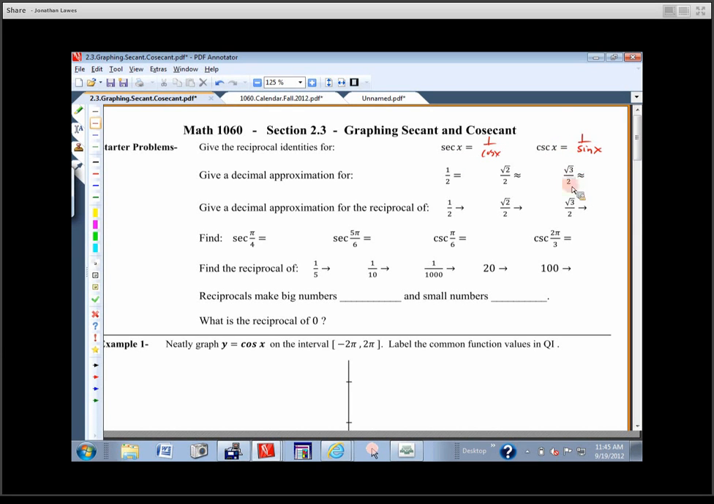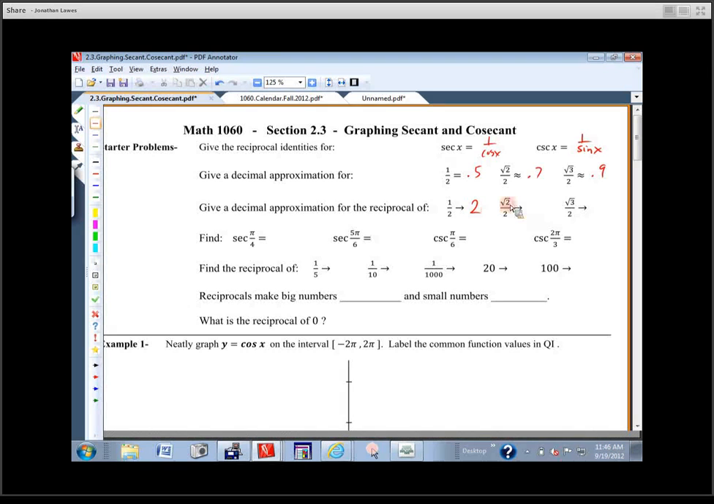Decimal approximation for each one of these. We talked about these before. This isn't an approximation, this is exact, so that's going to be 0.5. Correct me if I'm wrong, but that's about 0.7, and this we decided was about 0.9, right? You'll notice that each one of these decimals is between 0 and 1. So if I flip each one of them over, it's kind of hard to flip a decimal over, but if I flip that fraction over, this one is 2. So the reciprocal of 1/2 is 2.